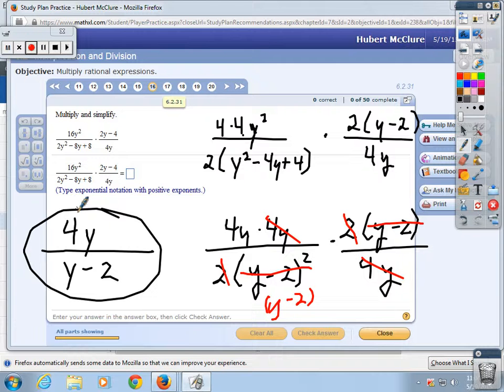So if I give you 20 problems on a test, you're talking about 3 or 4 coming from this section.